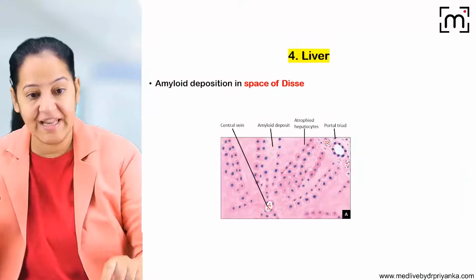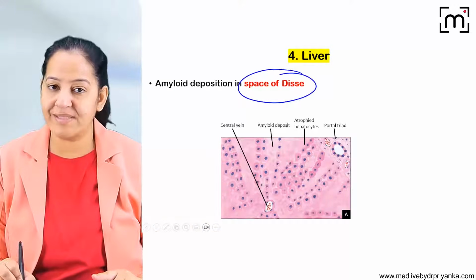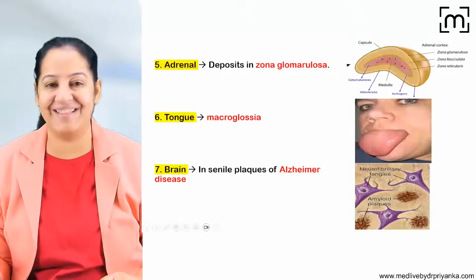That is spleen. Now in the liver. In the liver, amyloid gets deposited in the space of Disse. I assume you know what the space of Disse is. So you can see this extracellular pink deposit in the space of Disse.